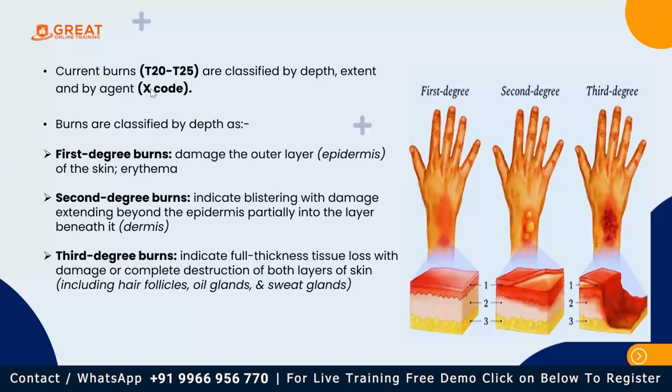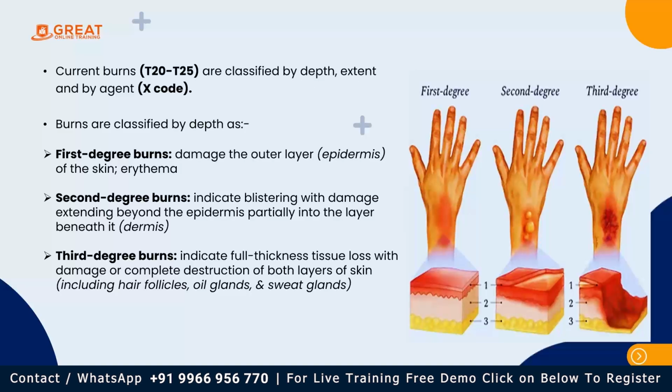This code starts with the T category, T20 to T25. You will get codes for burns in this category. From elsewhere, you will not get any code for burns. These are classified by depth, extent, and by agent. Like fracture codes, where we get specifications like laterality and anatomic location, burn codes are classified by depth and extent.